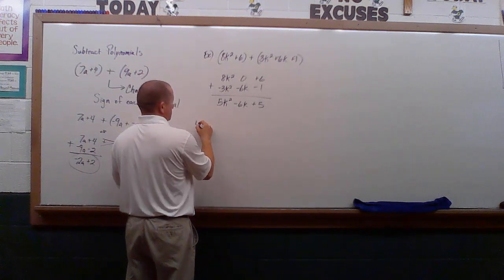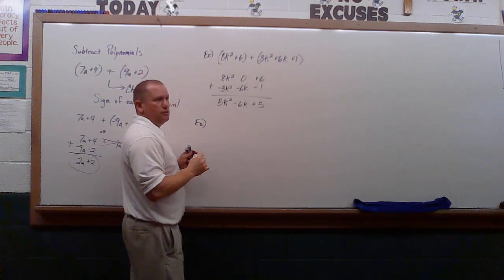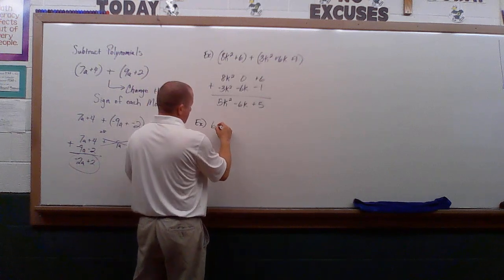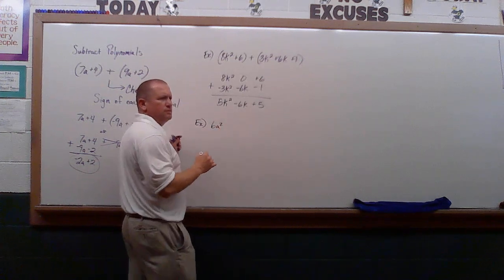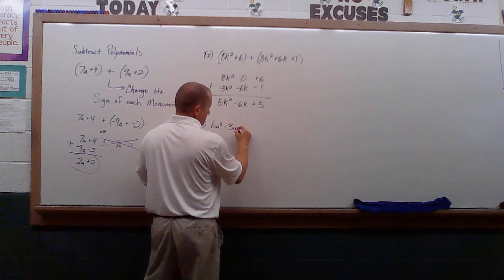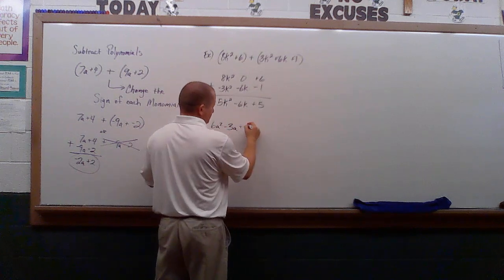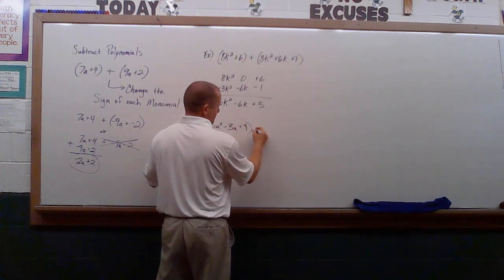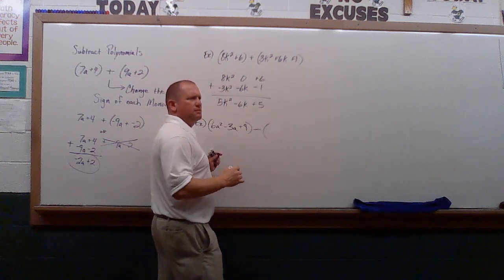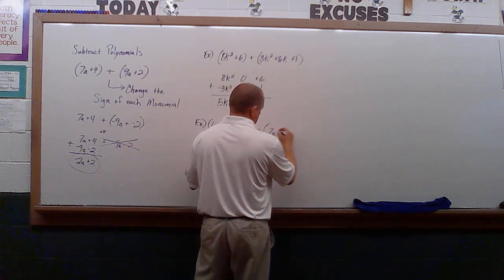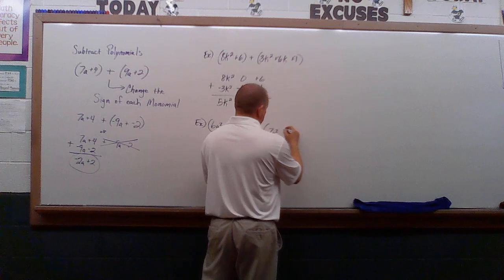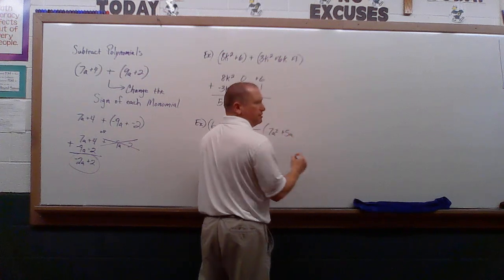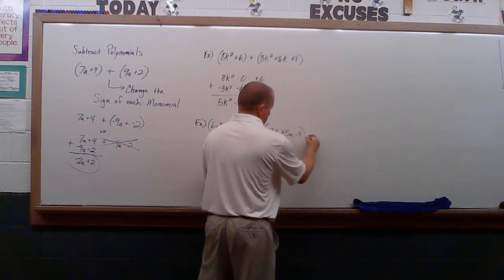Try one more. Try to do this one over yourself. 6a squared minus 3a plus 9 minus 7a squared plus 5a minus 1.